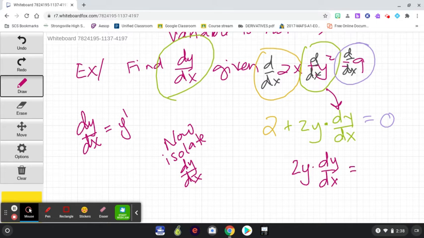Okay, so I'm going to isolate the dy/dx. I would subtract 2 on both sides, and then divide both sides by 2y. And so I would get negative 1 over y as dy/dx. Okay.